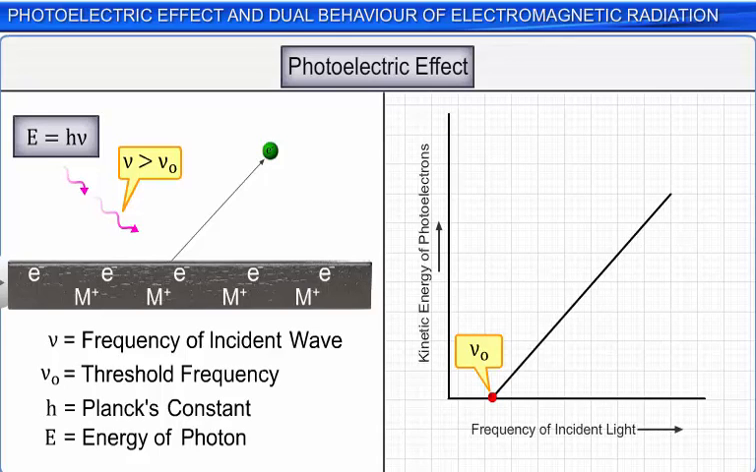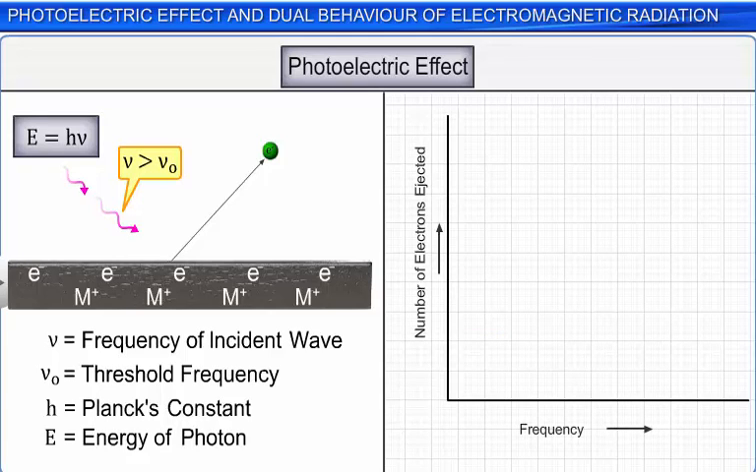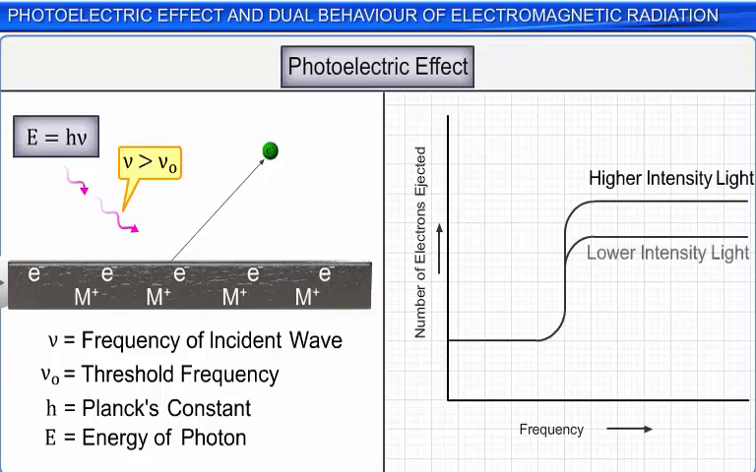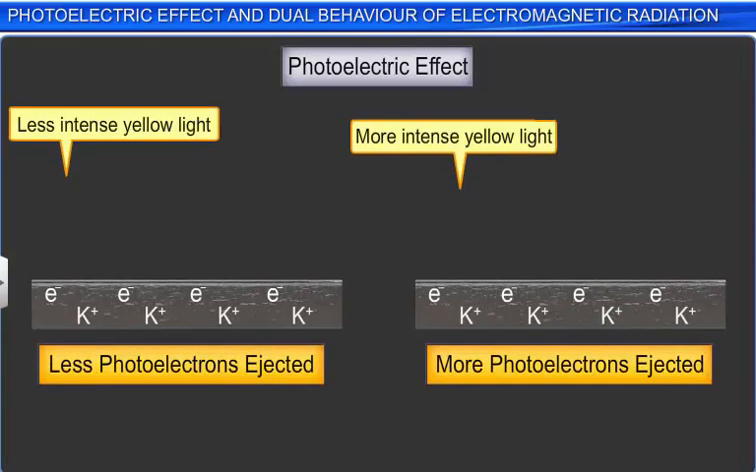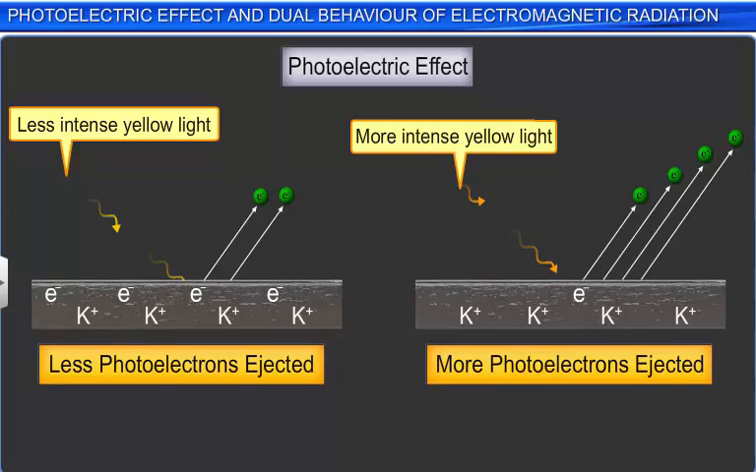Lastly, greater is the intensity of incident light or the number of photons that strike a metal, greater is the number of electrons ejected. For example, when more and less intense yellow light is made to shine on potassium metal separately, then relatively more number of electrons will be ejected from the potassium metal irradiated with highly intense yellow light.